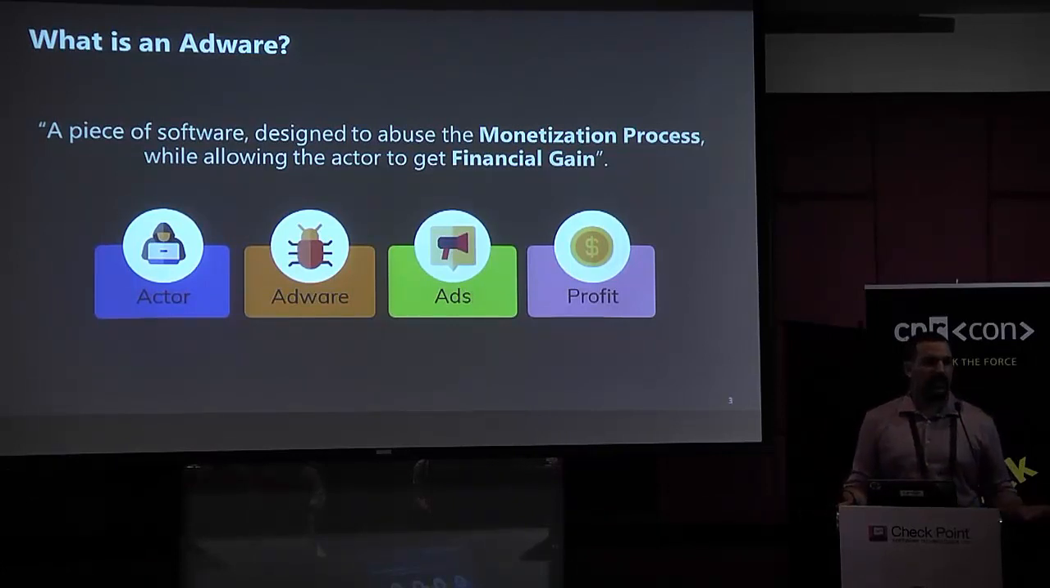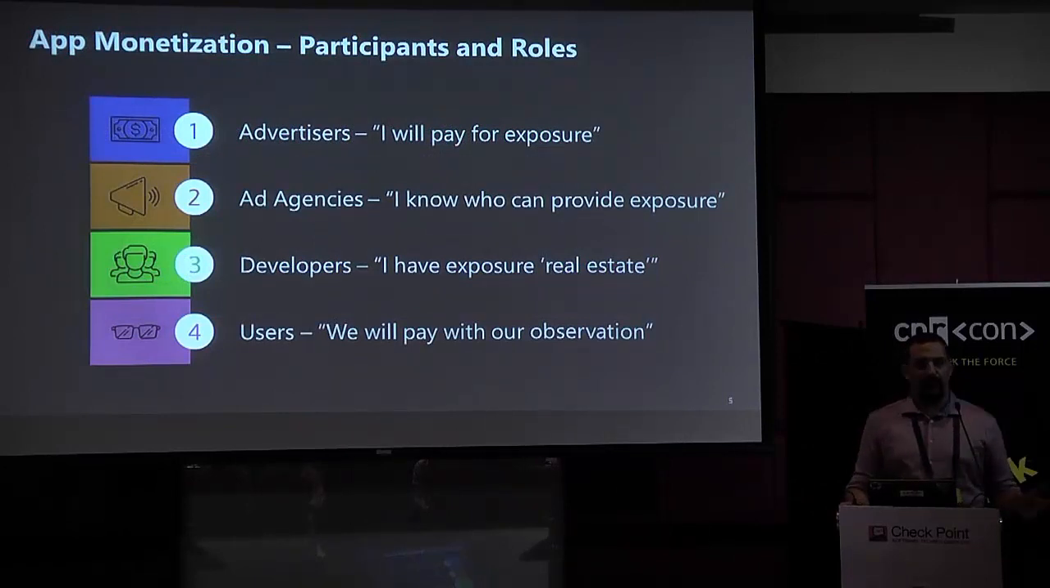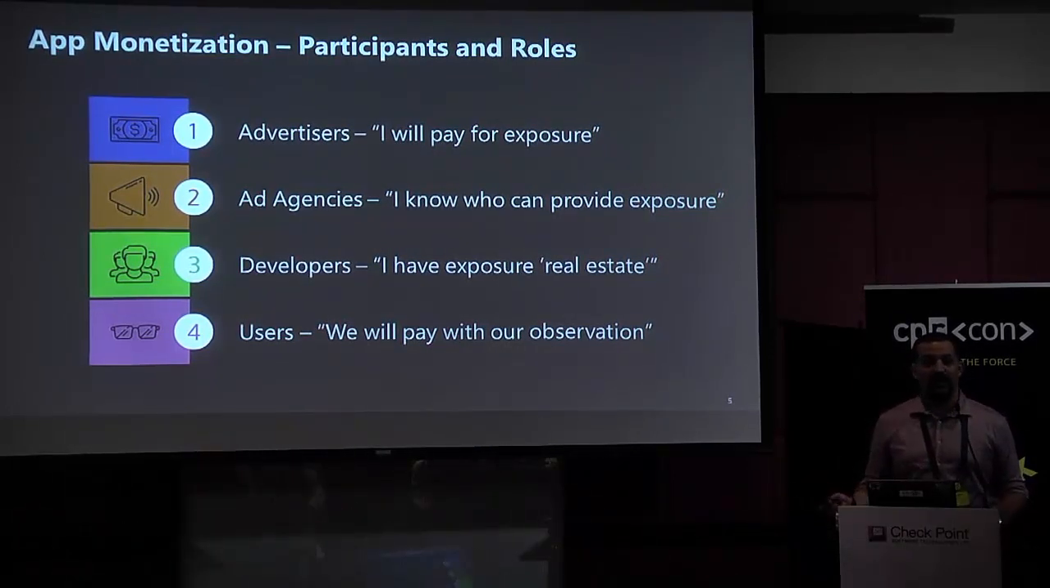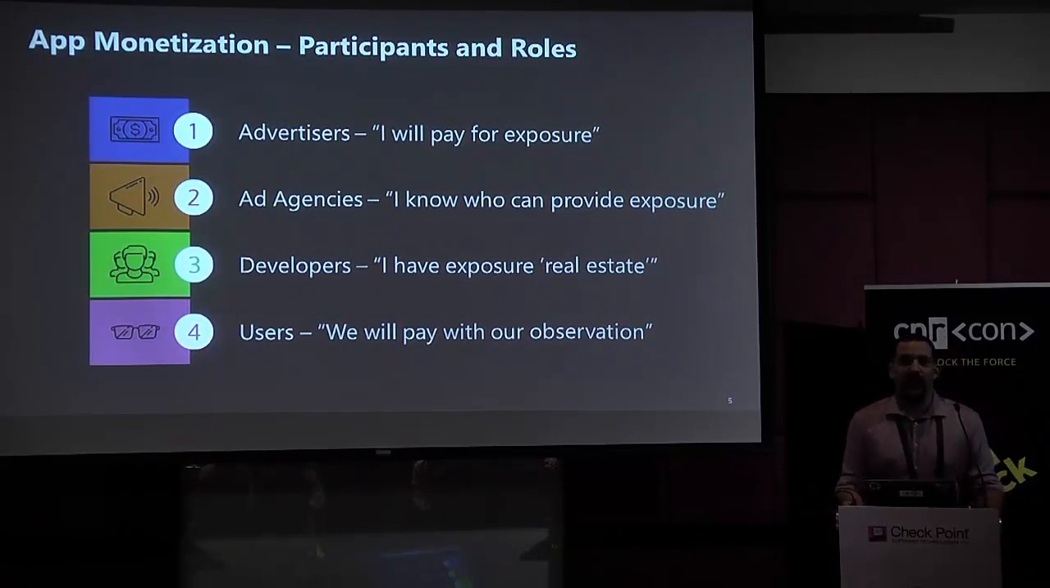But where does the money come from? In the app monetization process, we have 4 major participants. First, the advertisers. Those are the ones that have some sort of a product that they wish to promote, and they are willing to pay for exposure. Jumping to the developers, those are the ones that actually have the real estate for displaying those ads. As there are many advertisers and many developers, it's only natural for a middleman to appear, the ad agencies, connecting the advertisers to the developers for a small fee, of course. And lastly, we have the users, us, who are willing to pay for free content with ad observations.